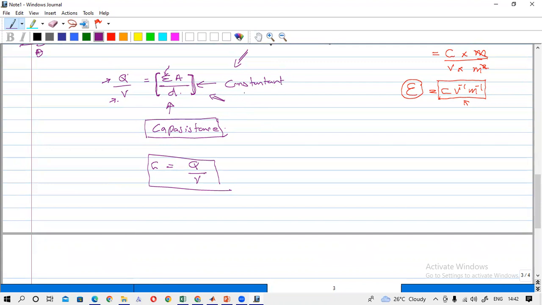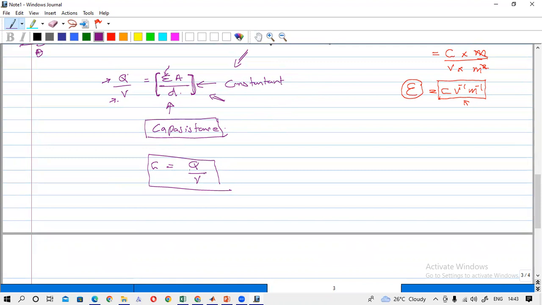Normally for a final paper or any assessment, you will be given these equations. Otherwise it will be an open book test or something. So basically you don't need to remember these things, I hope. So C is equal to Q divided by V.